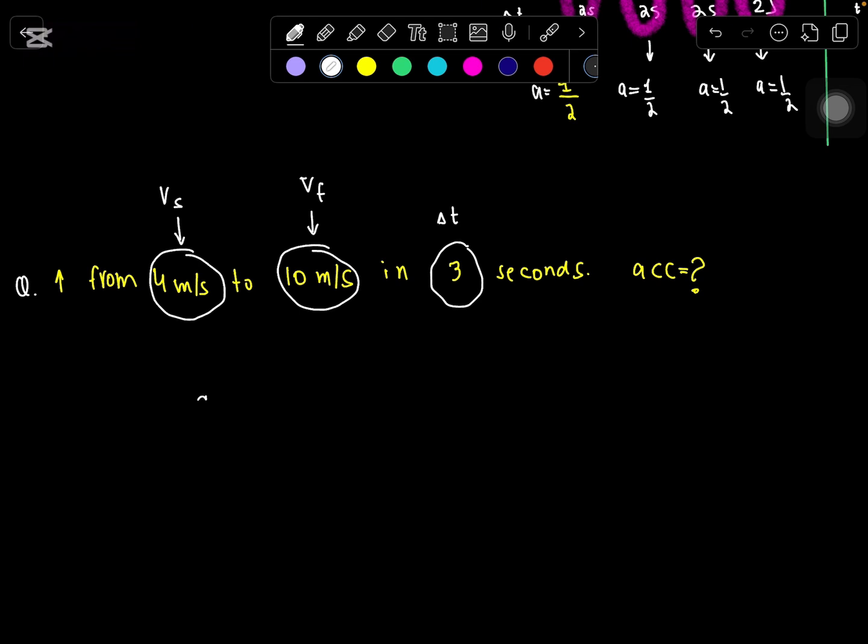Let's directly use the formula for acceleration, which is change in velocity divided by time, or final velocity minus the starting velocity divided by how much time it took for the car to gain that velocity. Your final velocity is 10, your starting velocity was 4, and you divide that by 3. You get 6 by 3, or 2. And what's the unit? Meters per second squared.